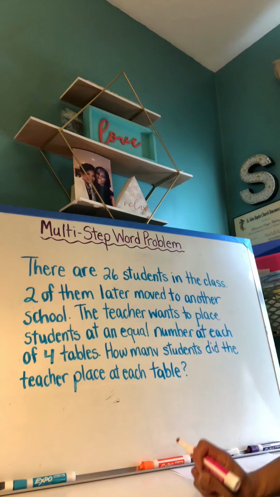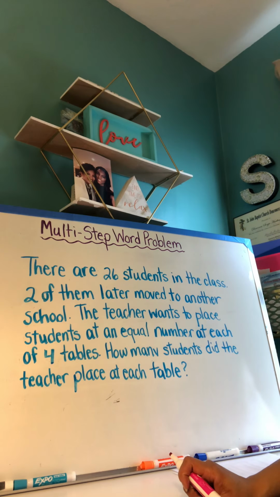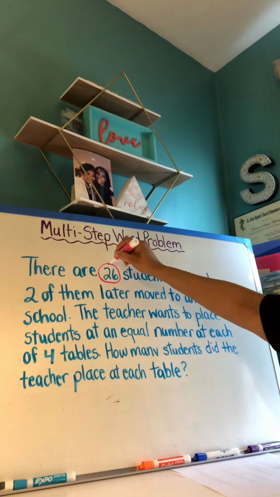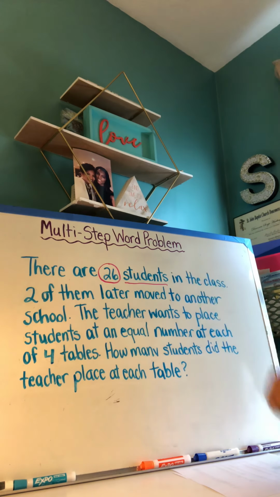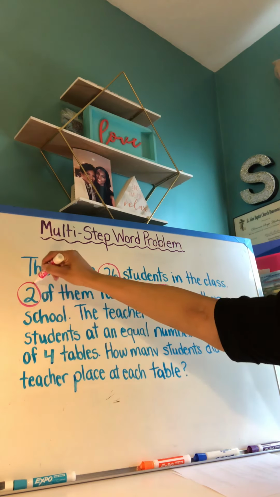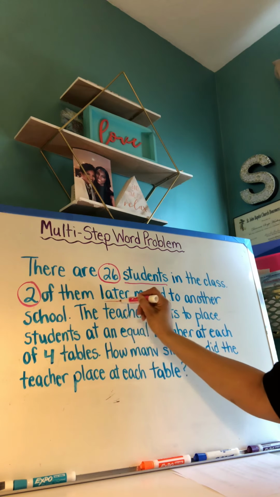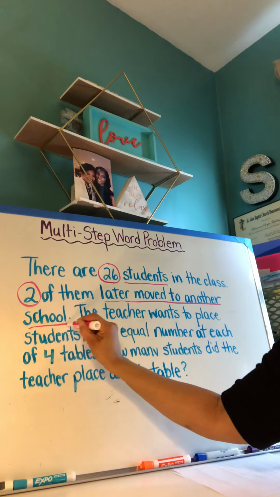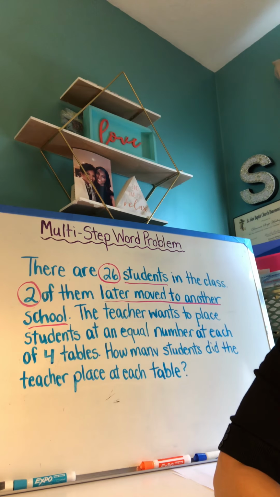The first sentence says there are 26 students in the class. What's important there? That there are 26 students in the class. Then it goes on to say 2 of them later moved to another school. What's important in that sentence? 2 students out of the 26 moved to another school. All right? So we know that she does not have 26 students in the class anymore, right? So let's move on.